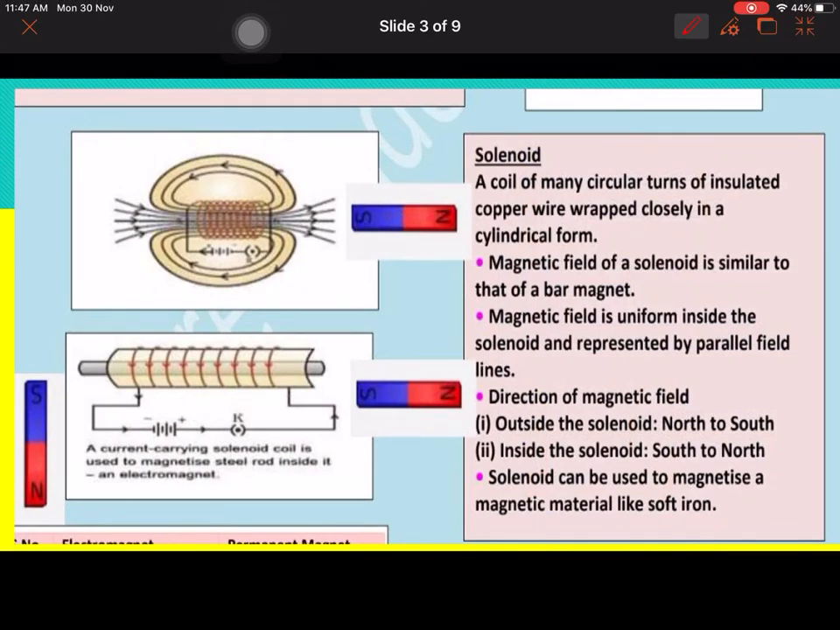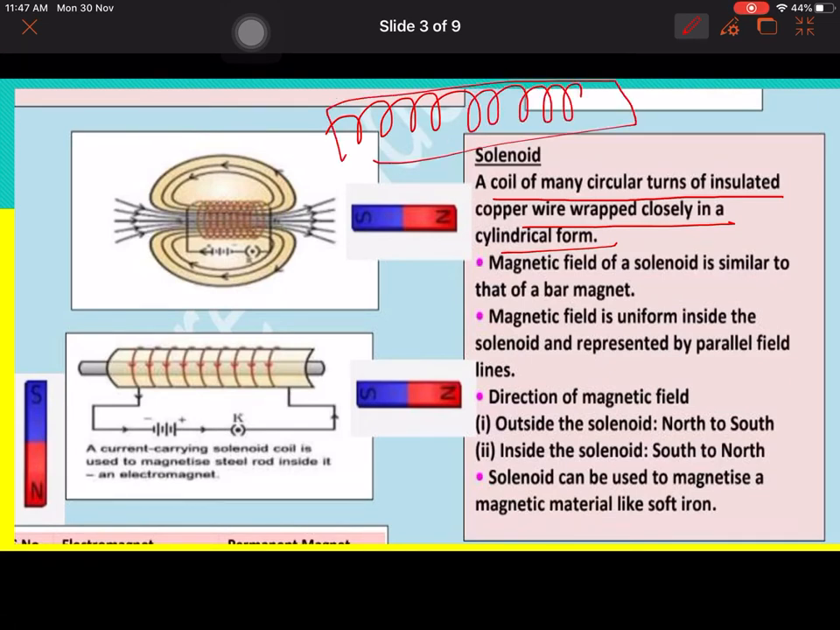Next is solenoid. What is solenoid? It is a coil of many circular turns of insulated copper wire wrapped closely in a cylindrical form. You must have seen the spring, जो हमारे स्प्रिंग होती है पेन वगैरह में, उस तरह से हमने एक कॉपर वायर को इस तरह से क्लोजली सिलेंड्रिकल फॉर्म में रैप किया हुआ है.